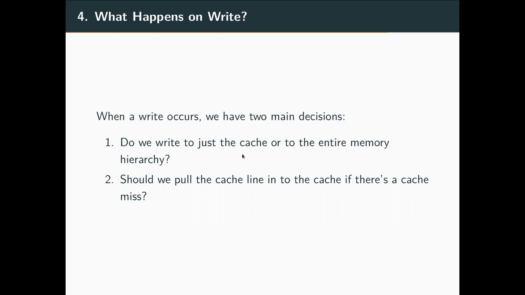a store word instruction, do you just write that value to the cache, or do you write it to the cache, the next level cache, and main memory, et cetera? Or do you just write it to the first level cache and then wait until it gets evicted to write it out? That's one question that we have to answer. And the second question is, should we pull the cache line into the cache if there's a miss?